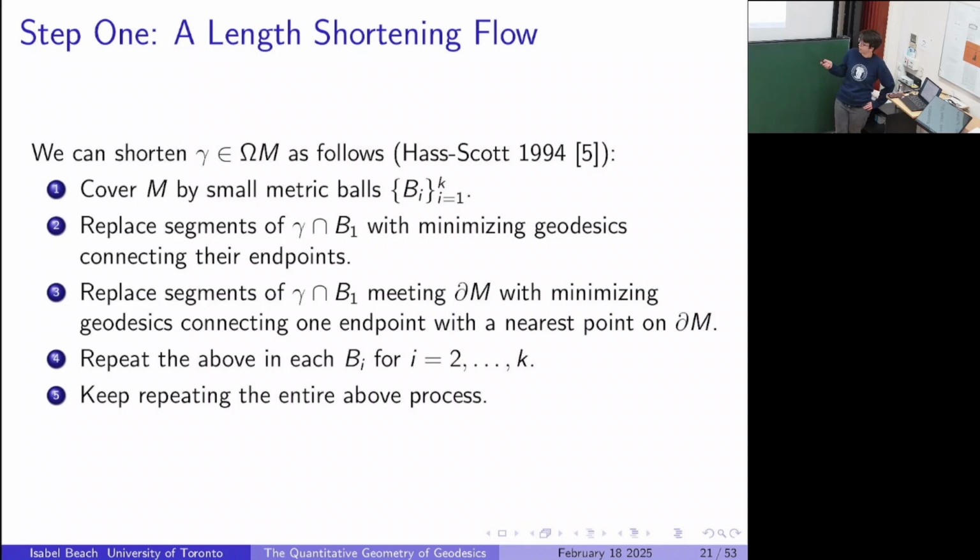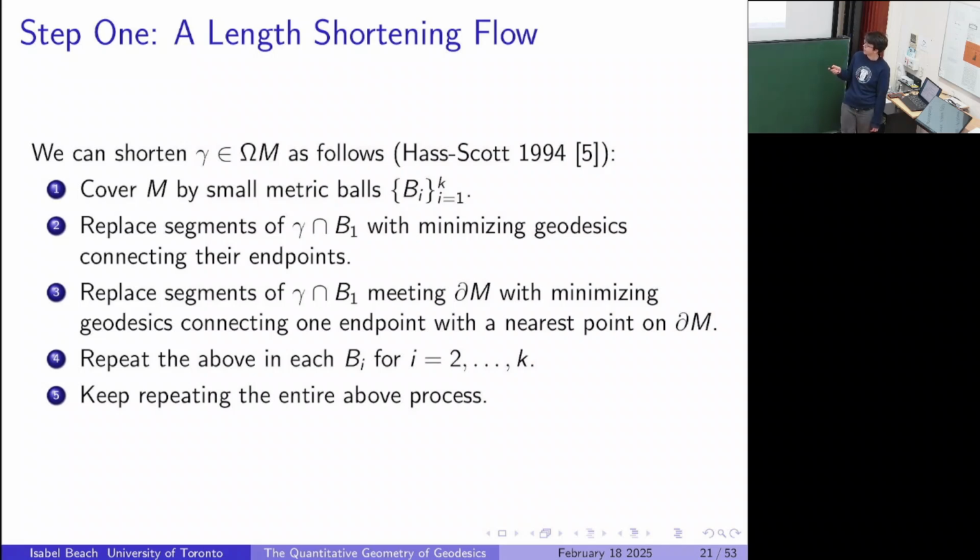First, I'll have a picture of this at the end. So first you want to cover M by some small metric balls, so finitely many. By small, I just mean they should be, I believe you could call this totally normal. So they should be convex, and I should be able to find a unique minimizing geodesic connecting any two points within them. That's completely reasonable to ask. And then you look at the first ball, and you look at its intersection with my curve, and any segments of that intersection get replaced by a minimizing geodesic with the same endpoints.